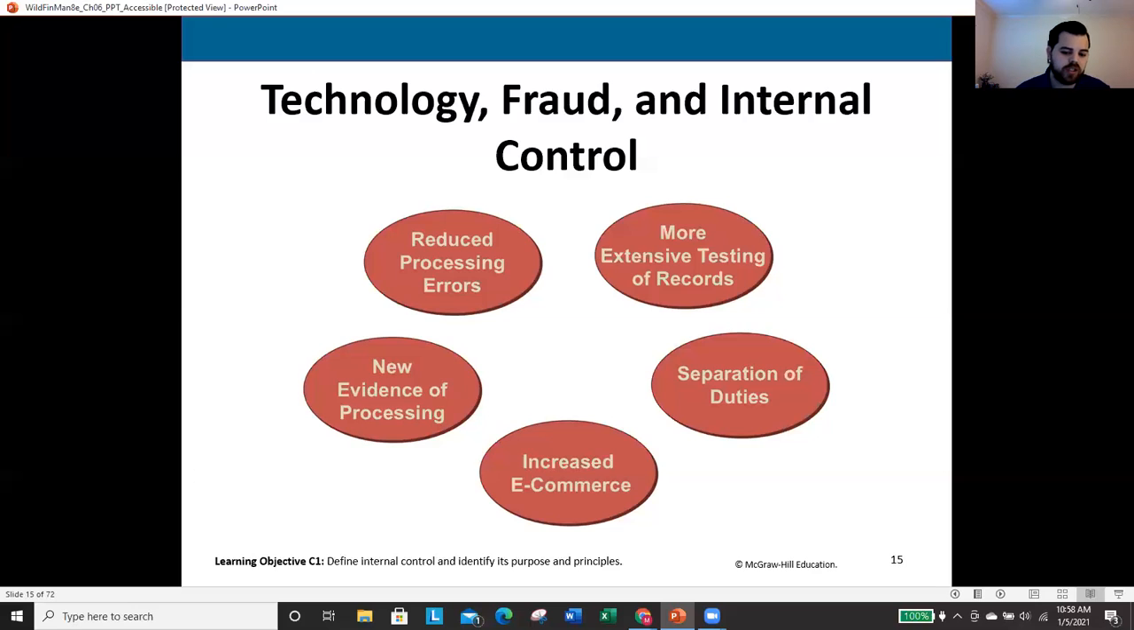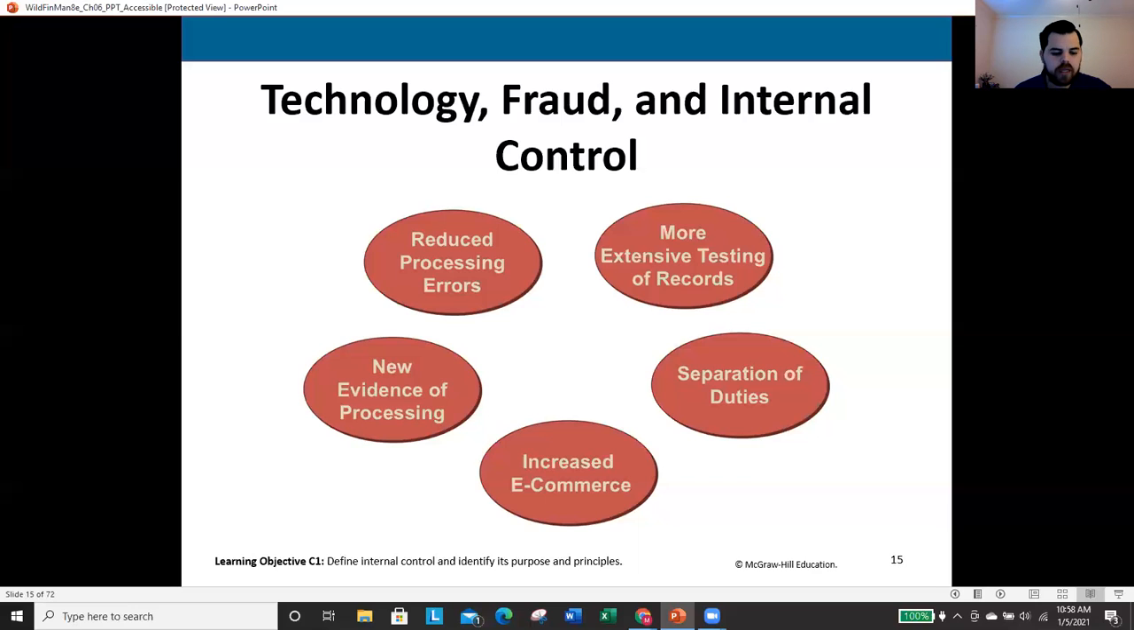Now, another good thing here is once we've got all of this in an electronic format, it allows for much more extensive testing of those records, not only internally, but of course by those external auditors who come in at the end of the year.